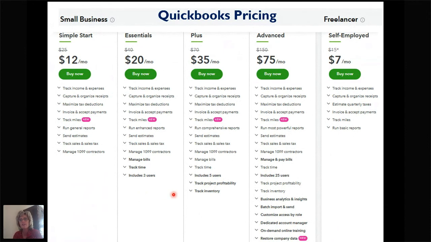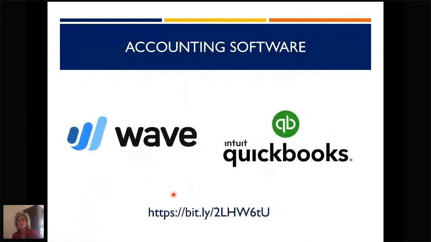Now they do have bookkeeping setup services for $50 and a live bookkeeping option where you can pay them for ongoing management. I'm just going to say I like working with people. So I would prefer to work with a local bookkeeper if that's something where you can afford and get to that point. So we've talked about a couple different options here.